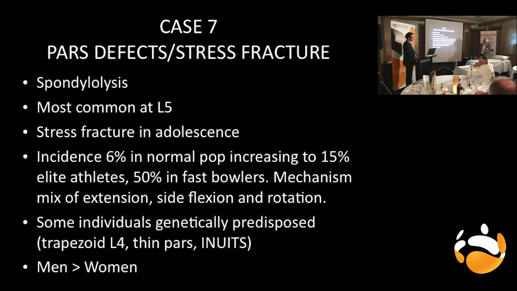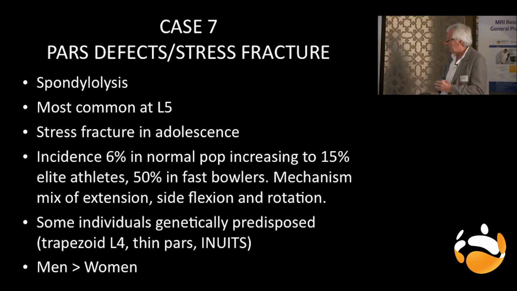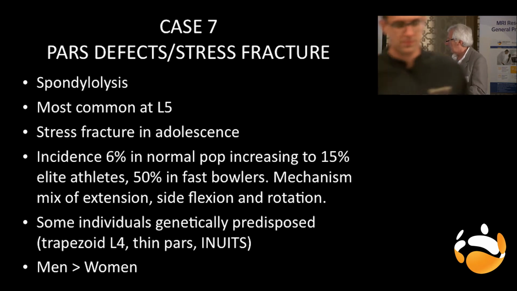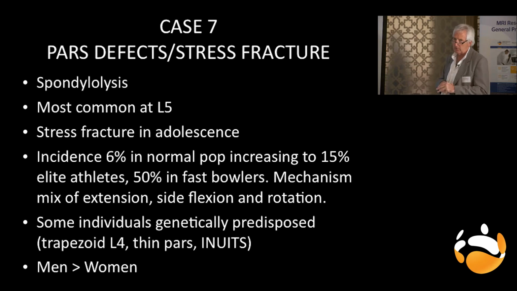So it's common at L5, very high incidence, much higher than we think. It goes up to about 15% in elite athletes, and about half the fast bowlers have stress fractures. Obviously, most commonly unilateral, and they heal reasonably well as opposed to the bilateral. Some individuals are genetically predisposed to this, so a trapezoid, which is slightly wider, L4 vertebra is more likely to cause pars defects.